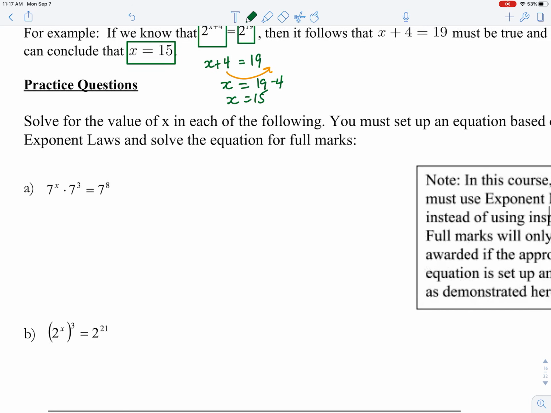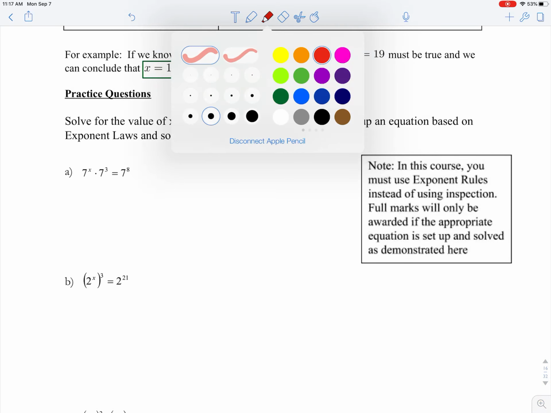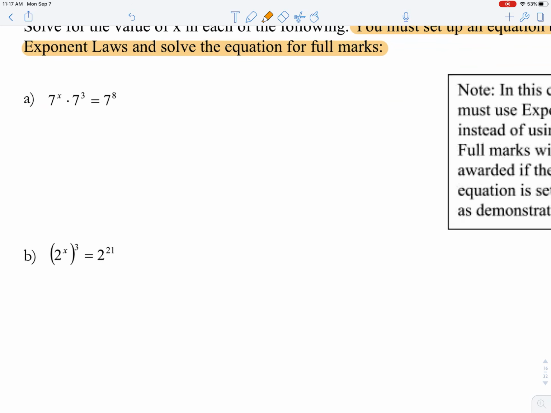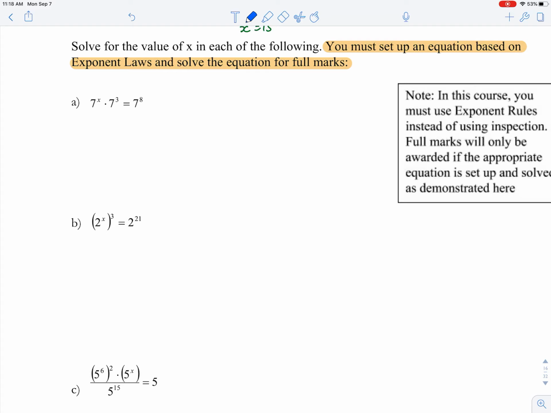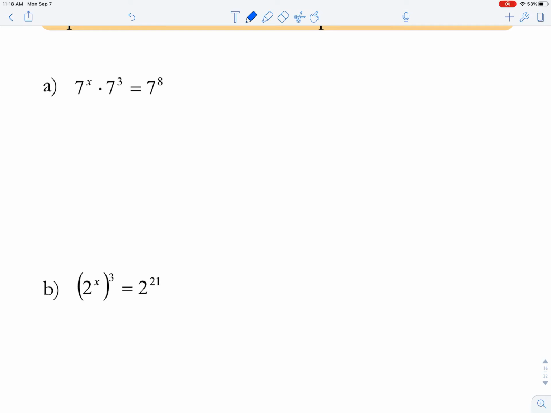So the practice question says solve for the value of x. And this part's going to be so important for getting marks on your assessment. You must set up an equation based on exponent laws and solve the equation for full marks. That means even if you look at question A and you're like, okay, well, I know that I have to add the exponents, so I know that x equals 5. If you just write down x equals 5, that's not going to be enough here. For the communication part, you're going to have to show that you can use exponent rules explicitly and then solve for it.